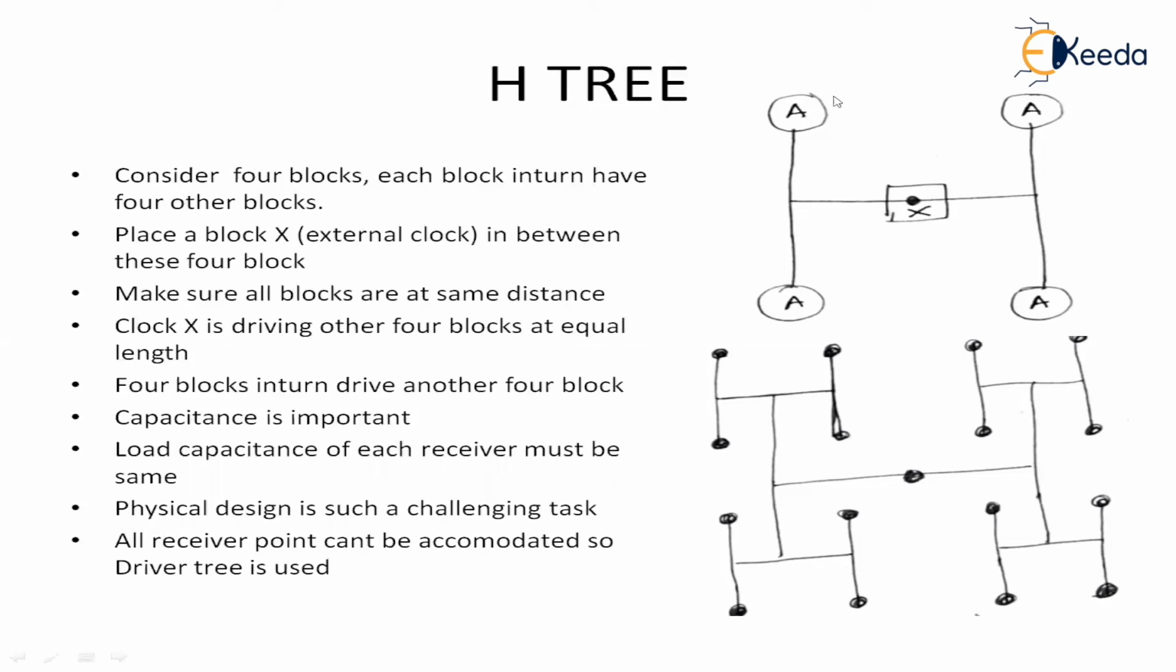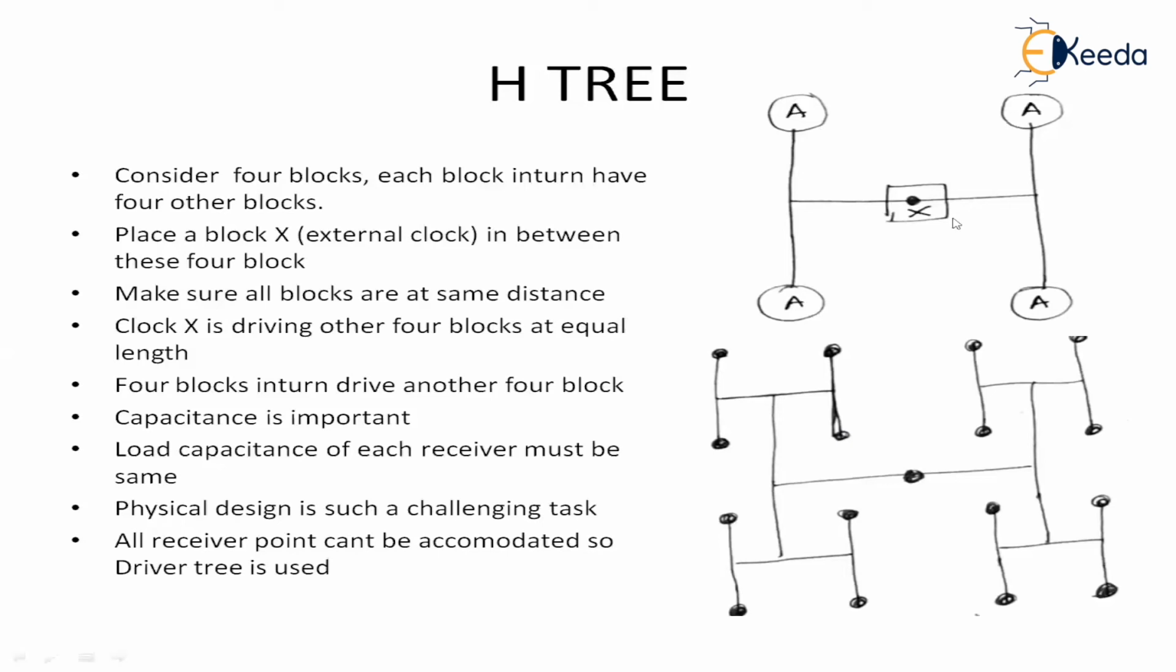These 4 blocks are named A. X is driving 4 blocks, and these blocks are at the same distance. Blocks are nothing but units. So these 4 units have the same distance, and I am driving the clock X with the help of all these 4 units. Now these 4 blocks in turn will drive another 4 blocks. Inside this A, there will be 4 more units, and this A is going to drive the 4 more units which are at equal distance from A. So what is going to happen? The delay problem will be reduced because everything is at the same distance, and the clock will be synchronized with the receiving clock.